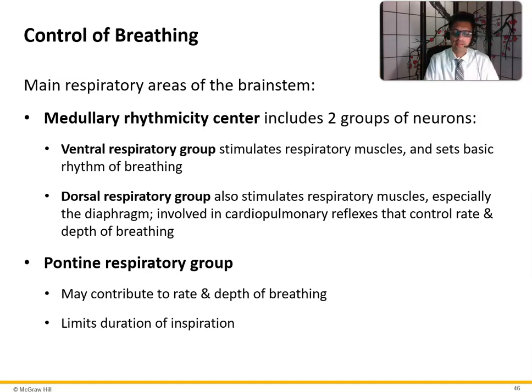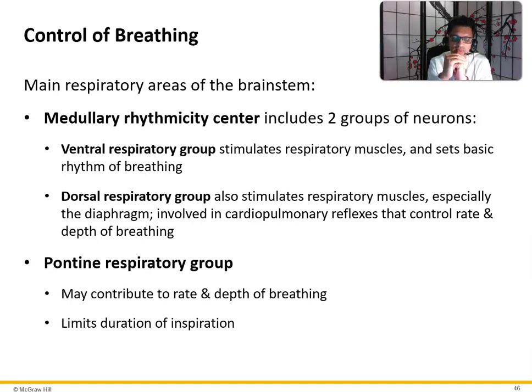In the medulla, the medullary rhythmicity center has a ventral group and a dorsal group. I have a good video on Canvas that you can also look at, and it explains all this if you're more of a visual learner. The ventral respiratory group stimulates respiratory muscles and sets the basic rhythm of breathing. The basic rhythm is anywhere from 12 to 20 breaths per minute, whereas the normal heart rate is 60 to 100.